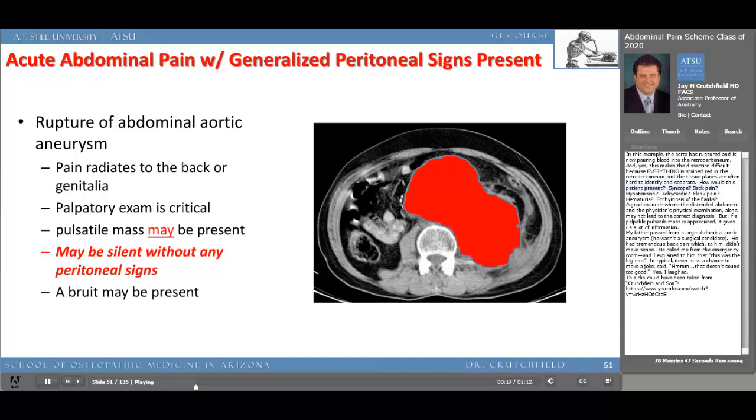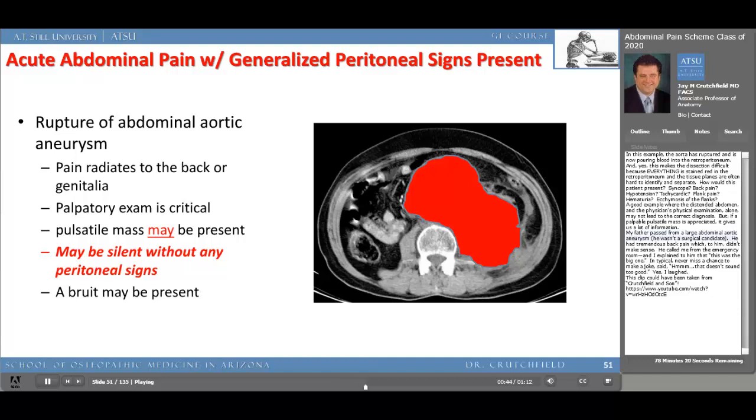Interestingly, my father passed from a large abdominal aortic aneurysm. He wasn't a surgical candidate. He had tremendous back pain, which to him didn't make sense. He called me from the emergency room and I explained to him that this was the big one. In typical, never to miss a chance to make a joke, he said, that doesn't sound too good. Yes, I laughed, even though I knew my father was ready to pass.